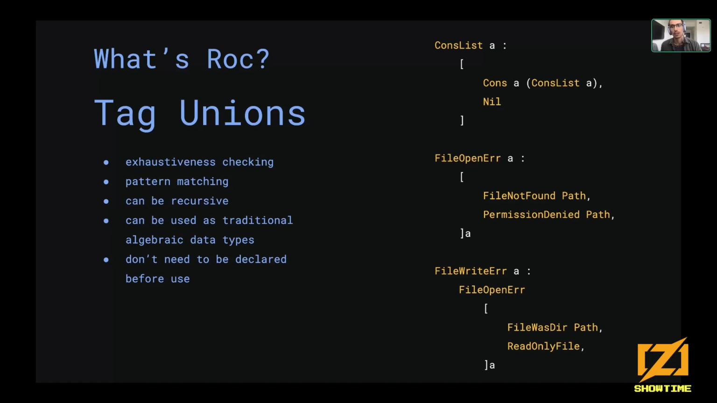And then lower, you have some fancier usages where you can compose them and the errors merge. So you have this file open error. And notice that the A is at the end of the brackets, not being used in any of the constructors. So in file write error, we can have a whole other tag union be that A, and then all of these constructors merge into their own tag union, which is file write error.